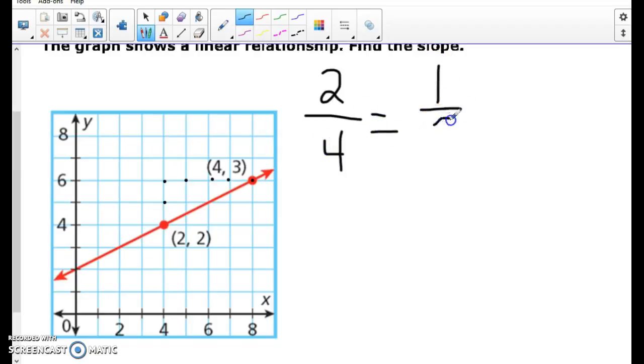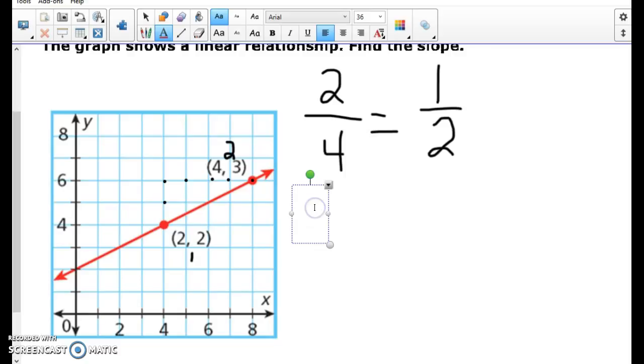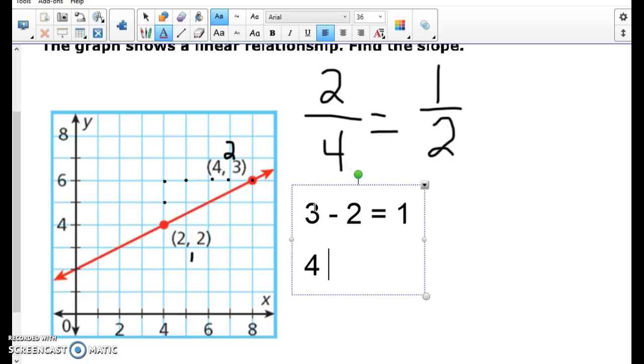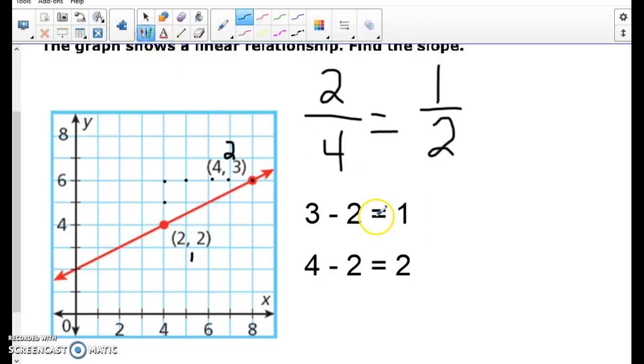Okay, now let's do the math using the formula. So let's say this is my second point here. This is my first. So my y2, the y in my second, is a 3, minus my y1, which is a 2. 3 minus 2 is 1. Over my x's, which is 4 minus 2, which equals 2. So no matter what, I'm still going to end up with 1/2.